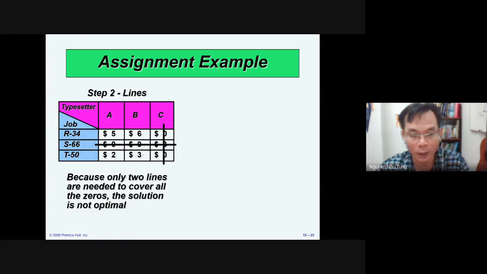Just simply look at the rows or the columns with 2 or more zeros, and cross the line. So you see in row S66 there are 2 zeros, so you just cross the line. It means that you use only one line to cross 2 zeros.